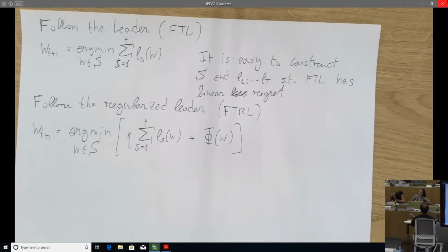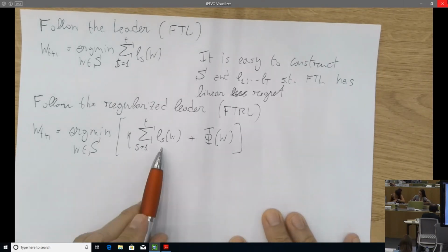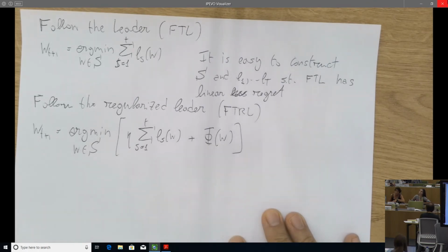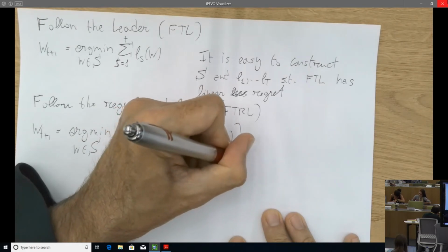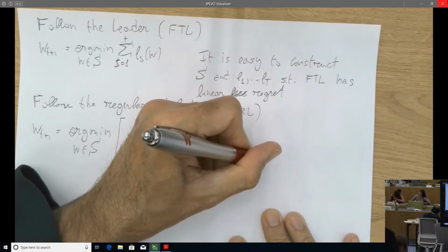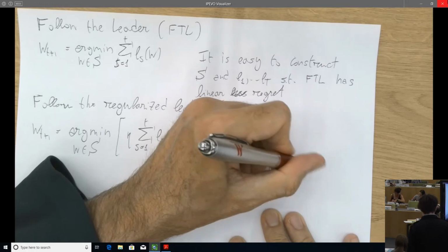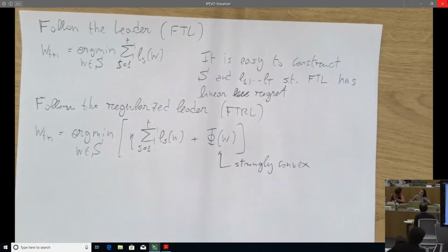Okay? This looks like support vector machines, if you like, where this is the hinge loss and this is a squared norm. And I want this function to be strongly convex. This is the right type of regularization that I would like to have.